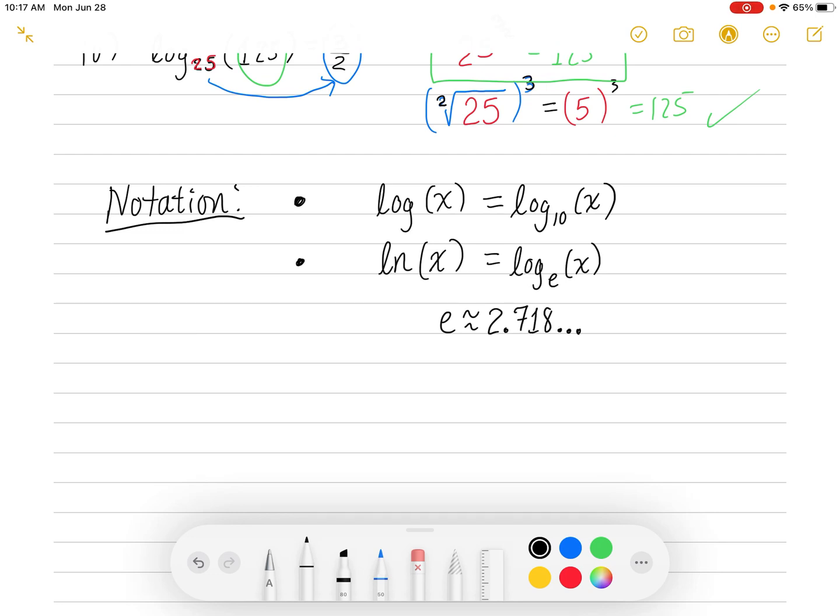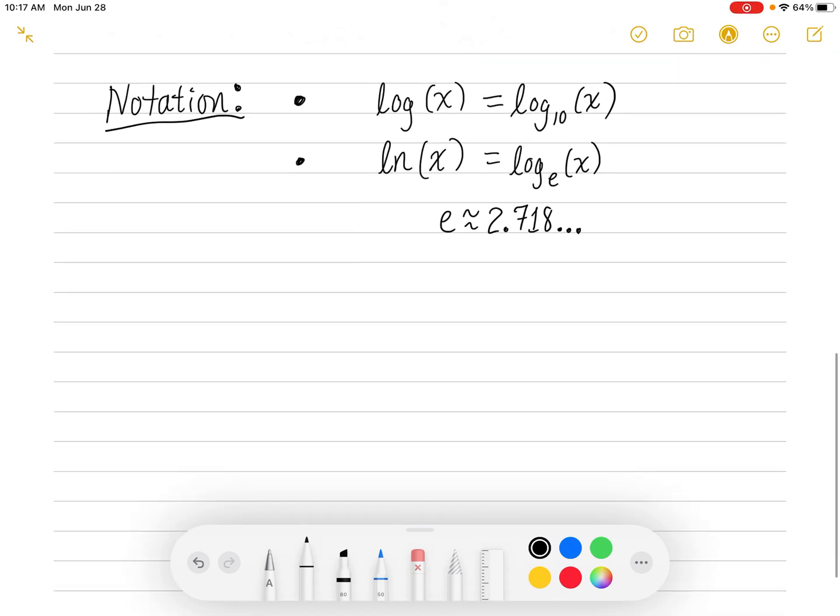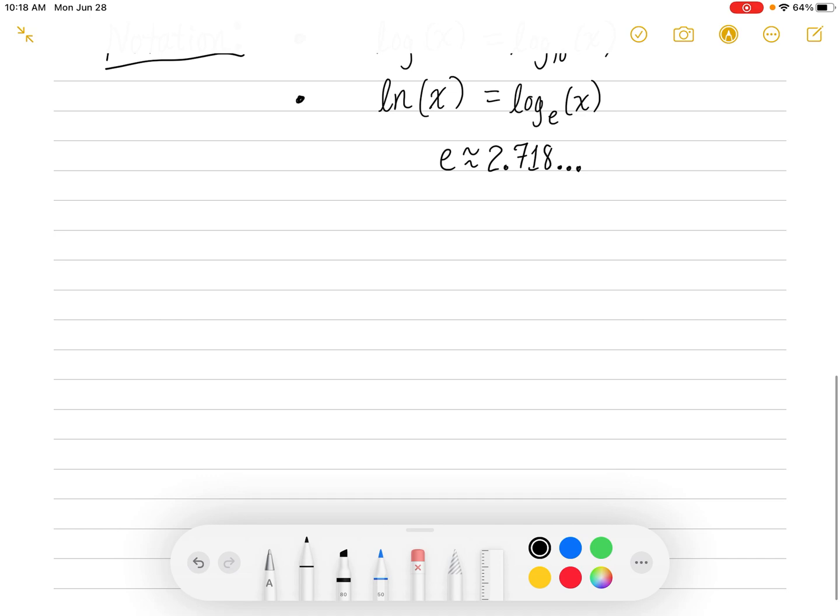This is log base e. So e is a number that's approximately 2.718. It's a very important number, e. It shows up a lot in nature. It has to do with growth and decay of things. So be familiar with those two notations. Log without a base is log base 10, and ln, natural log, is log base e, where e is a very special number.